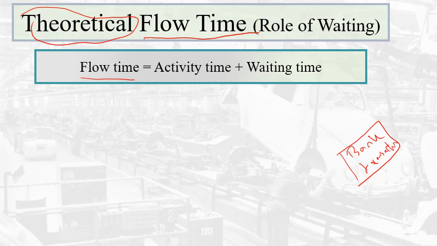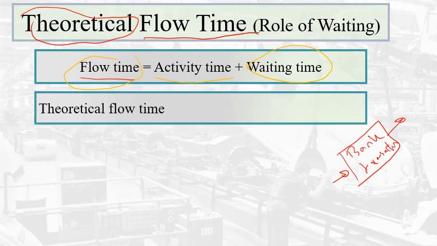Inside that bank transaction process, there is some form of waiting time. Whether you're standing in line to do the bank transaction, or even if there wasn't a waiting time, the banking assistant is probably making a phone call to get some information for your banking transaction and so on. All that time is waiting time. So our flow time actually includes two things: the activity time plus whatever the waiting time is.